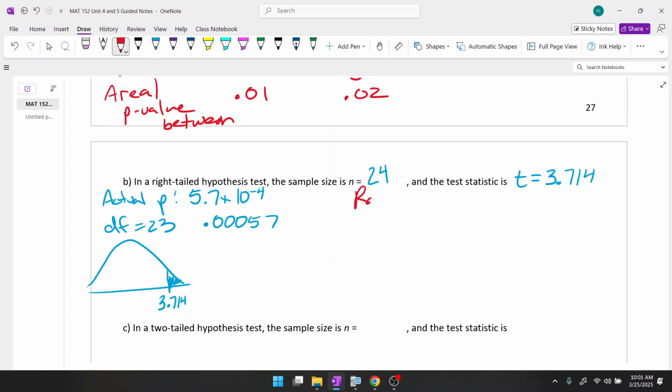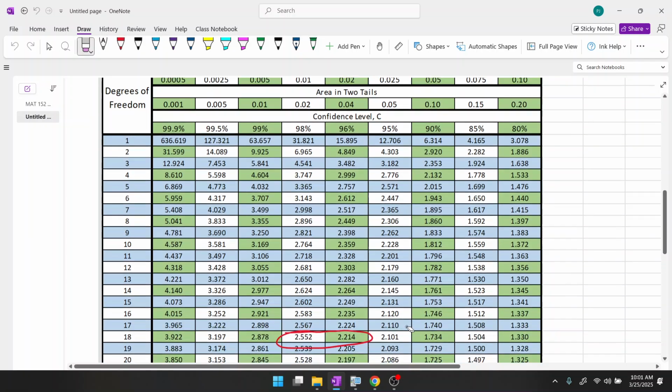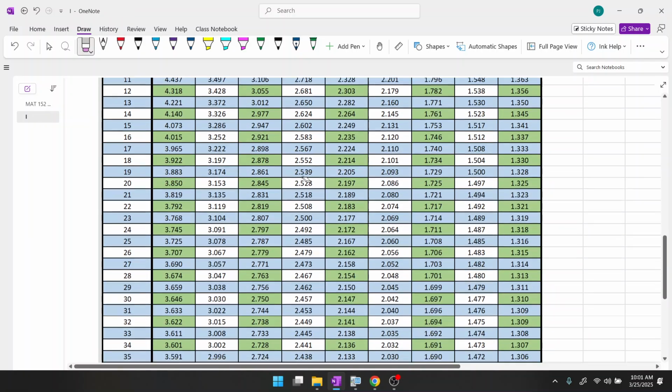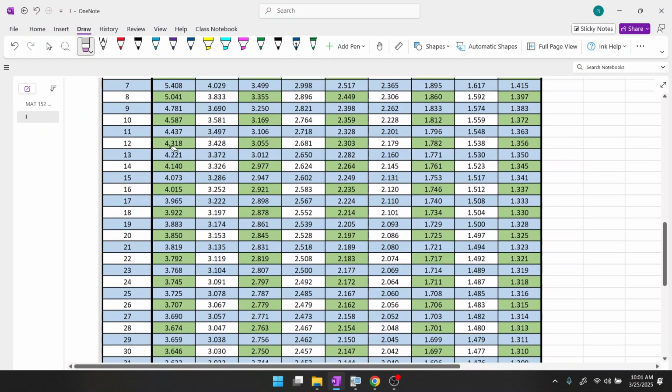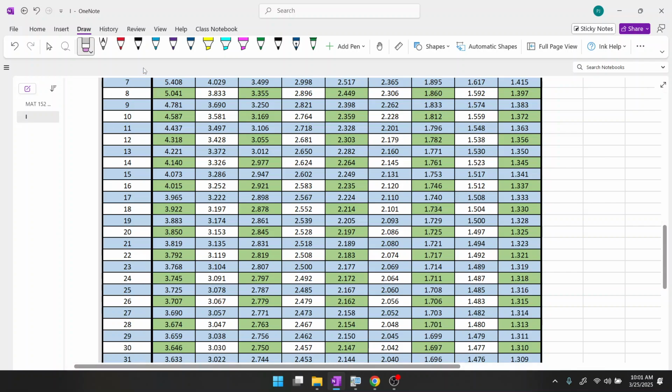Now, for the range, so to speak, look for t equal to 3.714 with 23 degrees of freedom. So what I'll do is, now, how many degrees of freedom was that? 23. So 3.714, it's very close. It's going to be right in here.